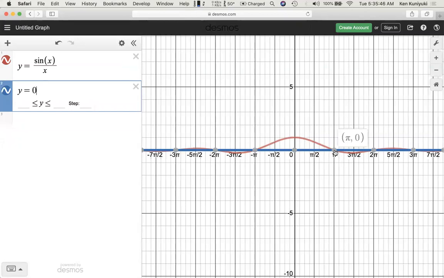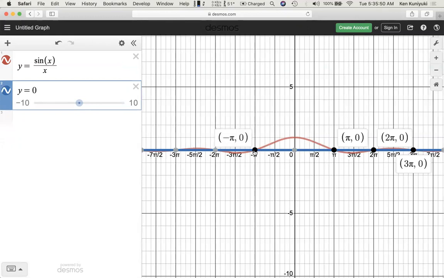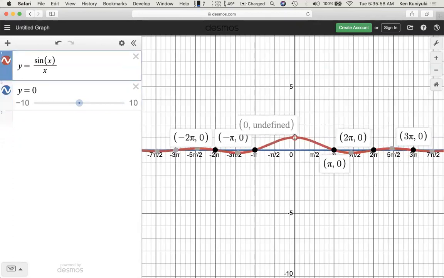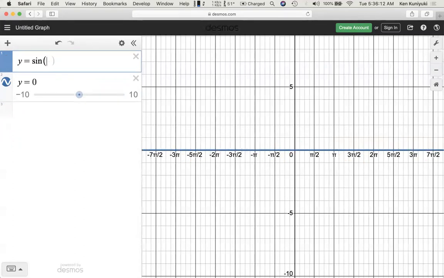And again, we have infinitely many solutions to the system. Again, it'll be at the integer multiples of pi, except at x equals 0. When x equals 0, there's actually a hole up here. There's actually a hole at the point 0, 1. And in fact, this explains part of why the derivative of sine of x is cosine of x, this hole on the graph. Anyway, let's try something else.